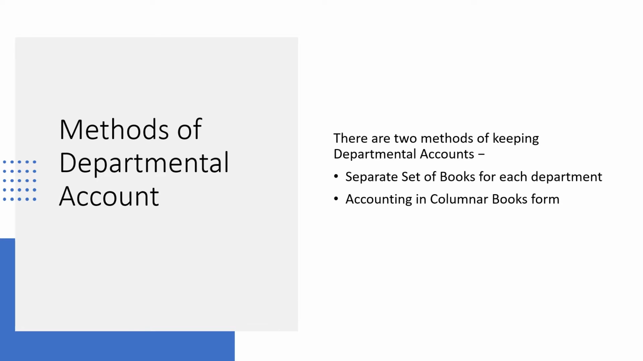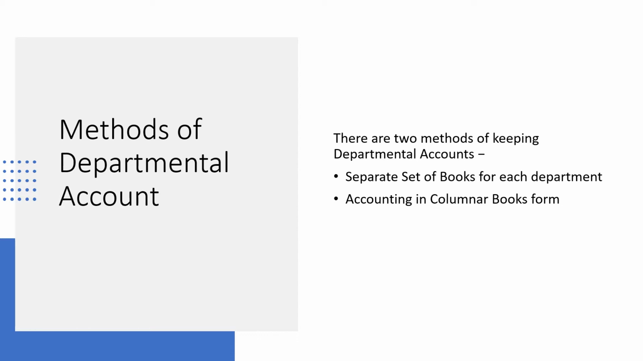There can be two methods of departmental accounts. Departmental accounts can be maintained as a separate set of books for each department, or as accounting in columnar books form. In the separate set of books, you maintain trading and profit and loss account and balance sheet separately for each department. In columnar books form, you make the trading and profit and loss account as we used to make, but in a columnar form in which there will be different columns for the different departments.